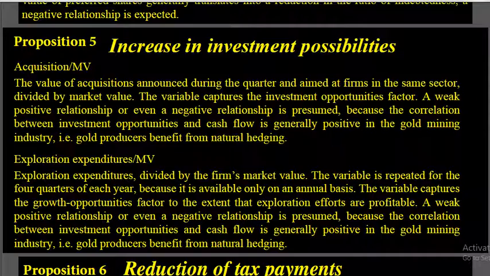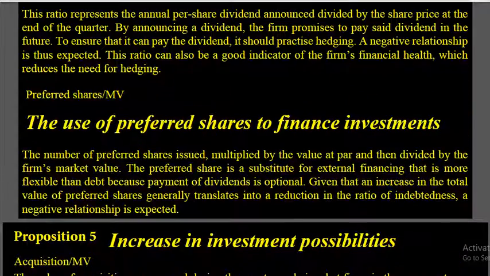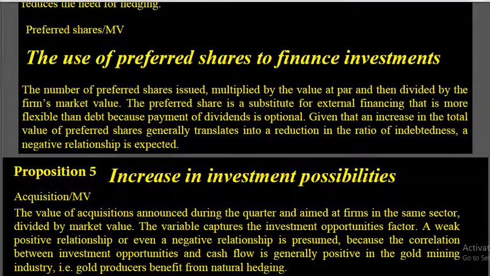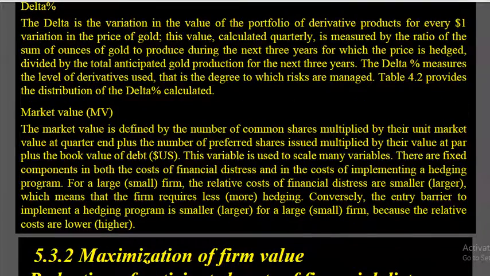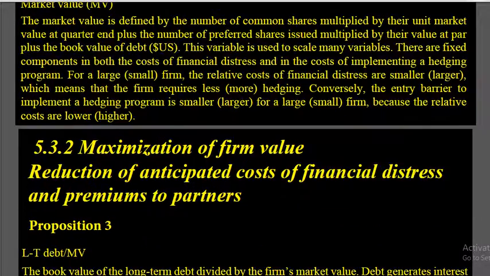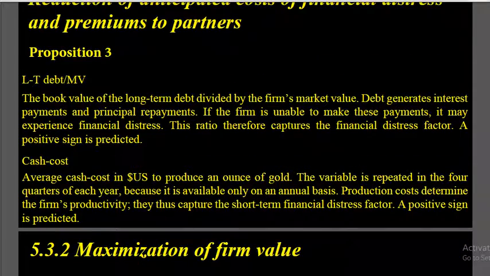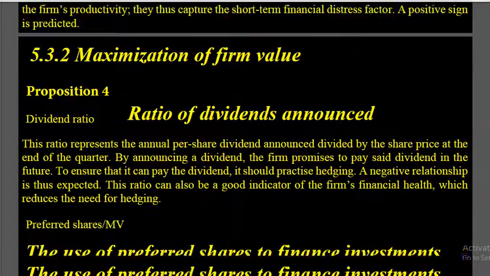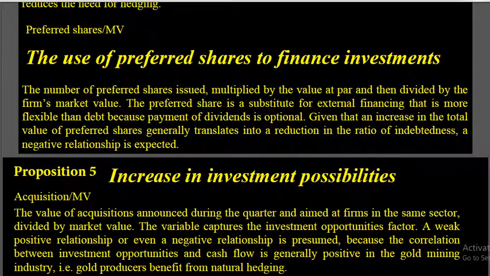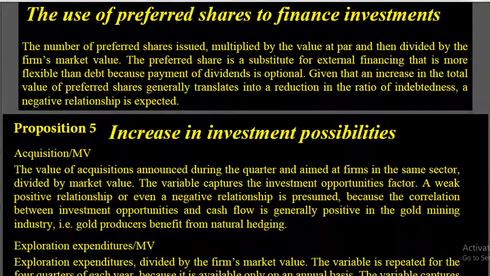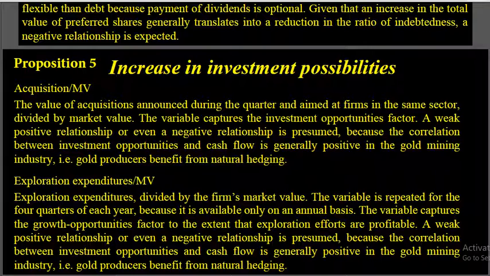Acquisitions divided by market value is the measure. As for example in preferred shares, the use of preferred shares is divided by market value, to standardize. The market value variable is used to scale many variables. So we scale the long-term debt, the leverage ratio. We scale the preferred shares by market value. We scale the acquisitions. What is the variable? Acquisitions divided by market value.